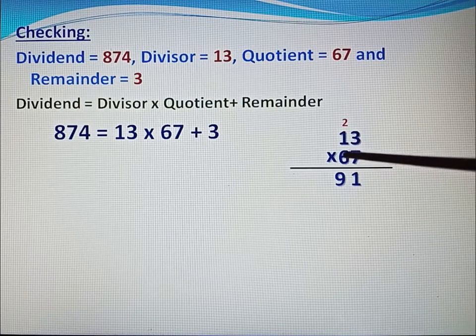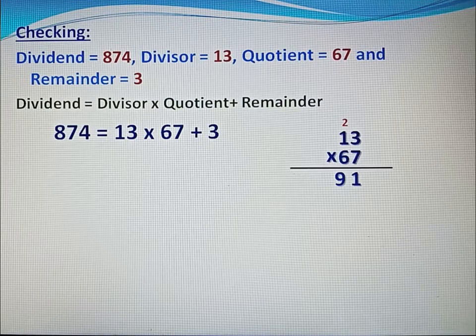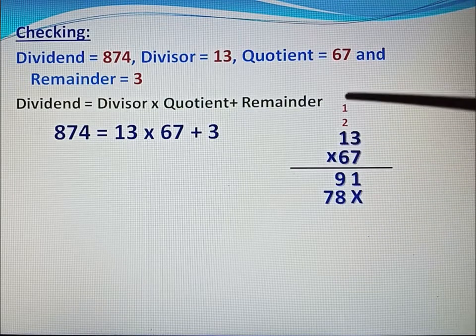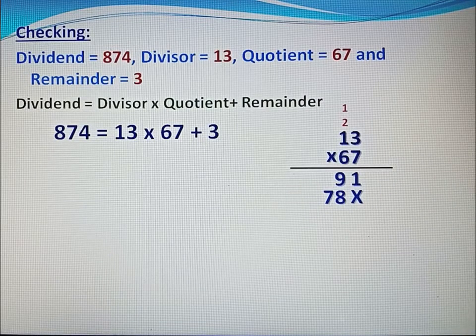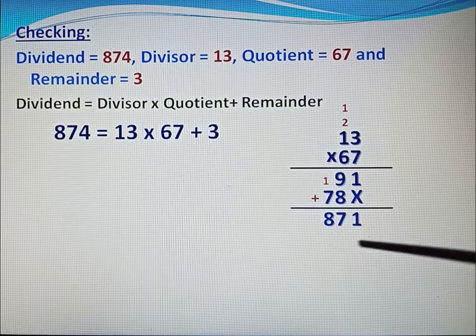This 6 is on the tens place, so we will put 0 and a cross here and then we will multiply 6. See, 6 times 3 is 18, 8 and 1 carry, 6 times 1 is 6, plus 1 is 7. And then we will do addition. 1 9 plus 8 is 17, 7 and 1 carry, 1 plus 7 is 8. 13 multiply 67 equals 871.